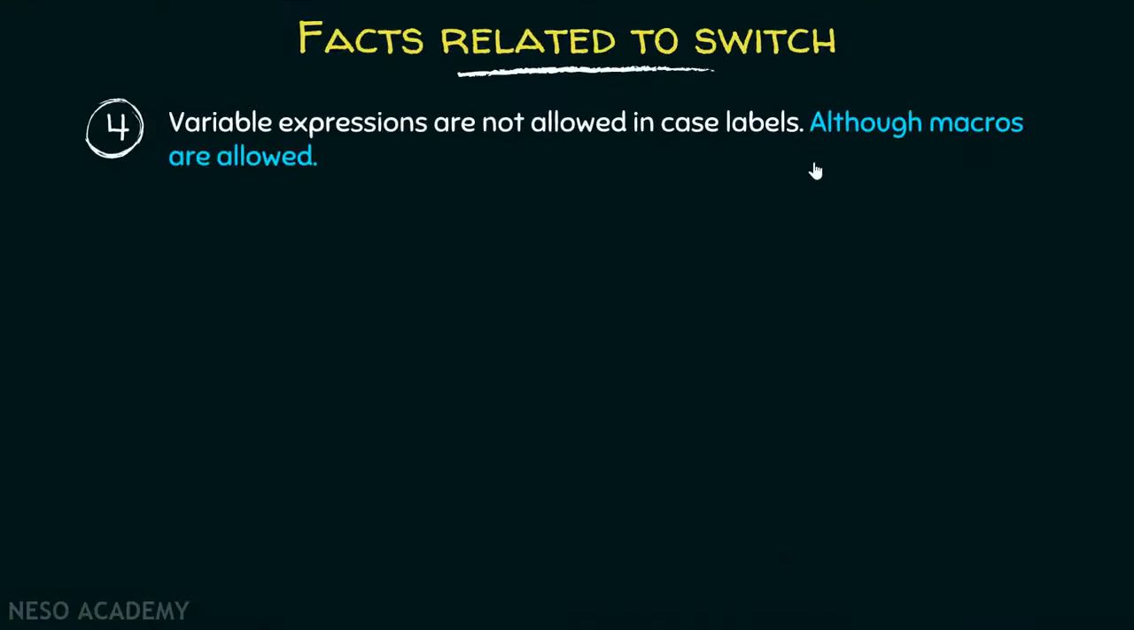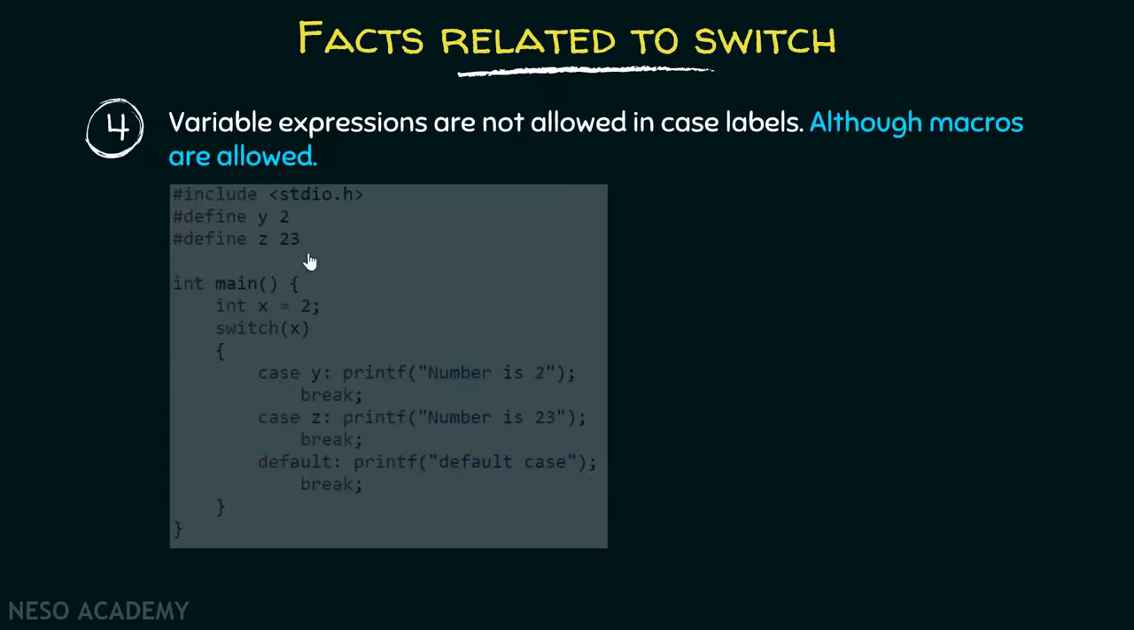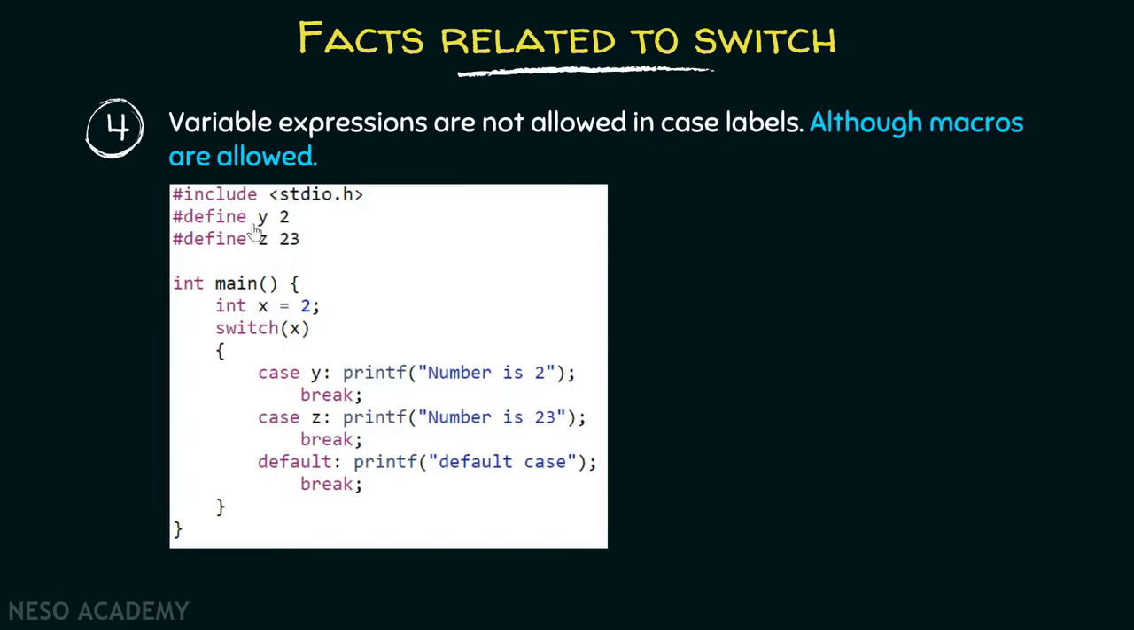Although macros are allowed. For example, here I have defined some macros like y and z, and we are using these macros as case labels y and z here. These are not variables, these are macros. They are allowed. Therefore, this program will not produce an error and it will produce an output number is 2. Okay? Let's consider the fifth case.